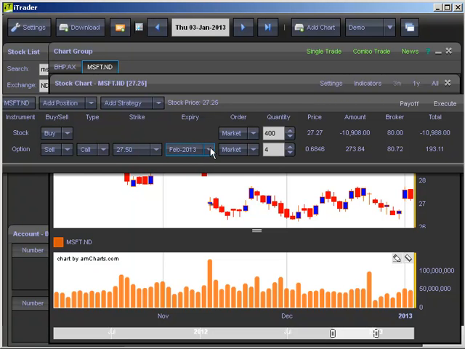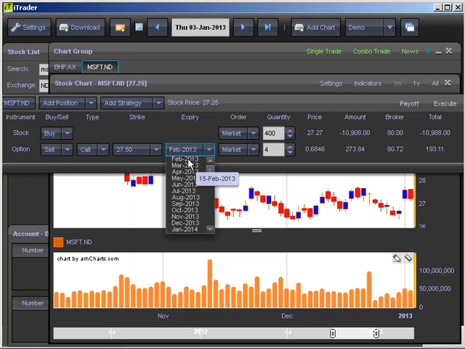The rental period is determined by the expiry date. Okay, so the strike price defines the rental price, the expiry date defines the rental period. And if we just take a look here, the expiry date for the February contract for this rental agreement is the 15th of February 2013. Okay, so if we were to rent this stock out, we would be renting it through until the 15th of February 2013.